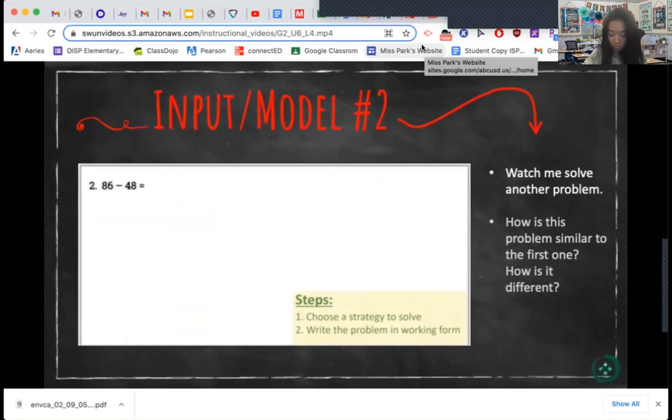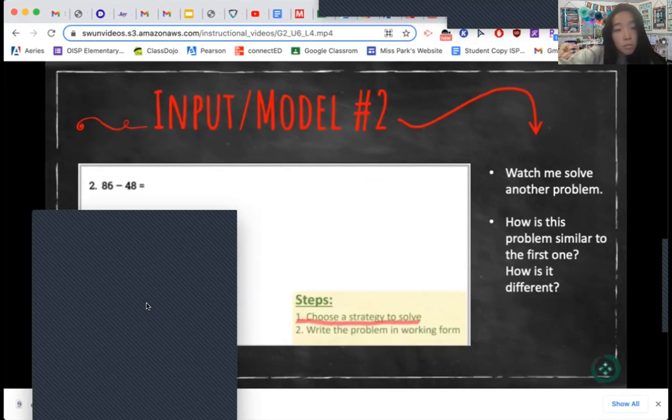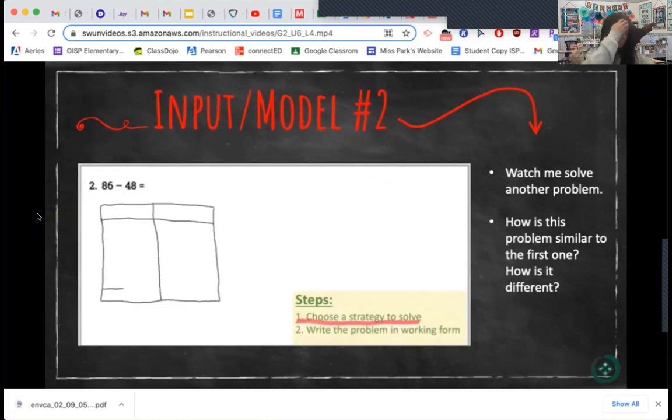Here we have the equation 86 minus 48 is equal to a number. Our first step for this problem is to choose a strategy to solve. For this problem, I will use the place value strategy. So I will first draw my place value chart. Here I have separated my place value chart into tens and ones. The T represents the tens place and the O represents the ones place.